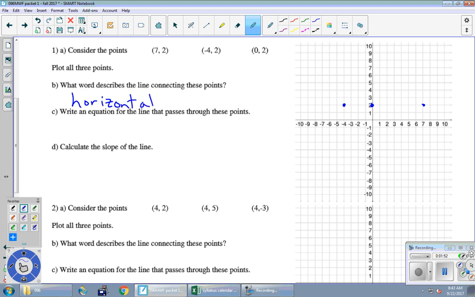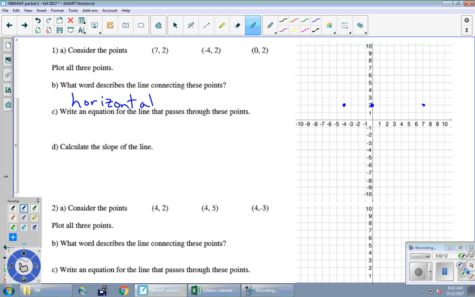Part C, write an equation for the line that passes through these points. Okay, so I know we have y equals mx plus b. I'm going to say that for any horizontal and vertical line, you are going to completely forget y equals mx plus b. You're not even going to use it. Just 2 special cases, and we're going to figure out their properties right here for any horizontal and vertical line.